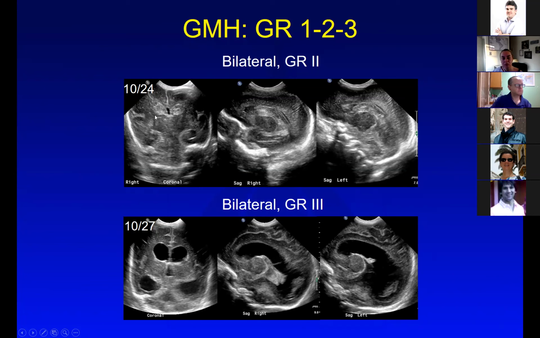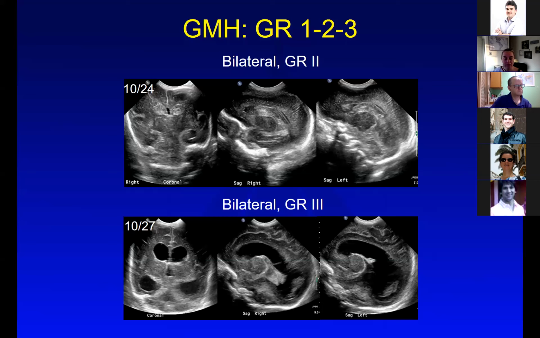On the ultrasound, you can see it again. The caudate is pushed laterally. You can see the thalamus. And in this infant, the hemorrhage is bilateral, and there is also hemorrhage going into the choroid plexus. So if the hemorrhage is limited to the germinal matrix only, that's grade 1. If it involves the intraventricular areas, it's grade 2. If there is post-hemorrhagic hydrocephalus, that's grade 3.